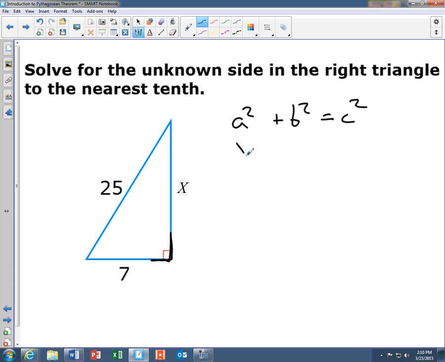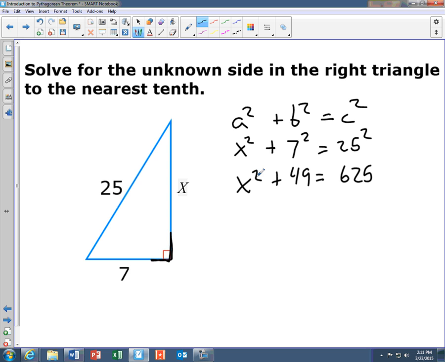So I'm going to put in an x for A, but I have to put that squared on it, plus the 7, so 7 squared, equals 25 squared. Now, simplifying everything, I have to do this 7 squared and this 25 squared. I don't know what x is, so I just bring that down. Well, 7 squared is 49, and 25 squared is 625. That's just something I know. If you need to use your calculator, I would do that.